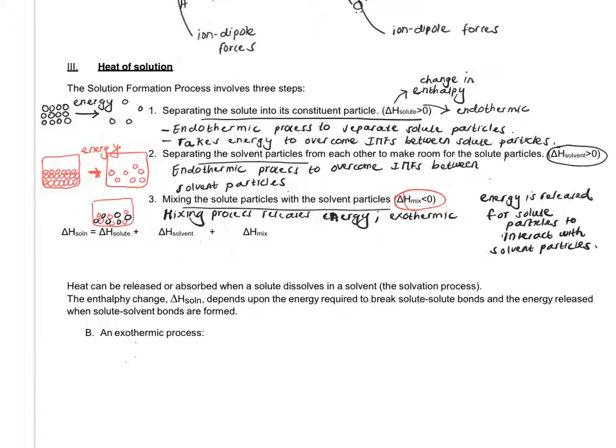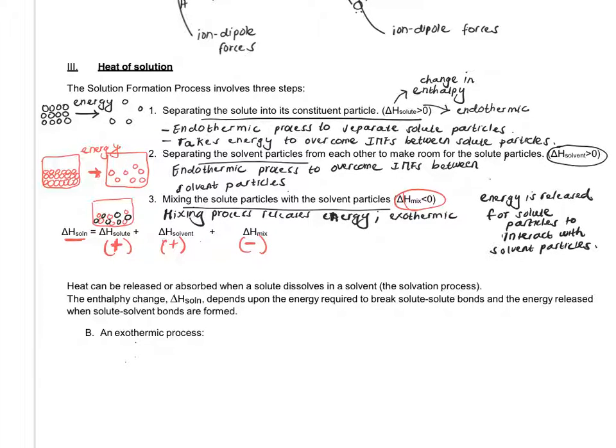So overall, if we look at the whole delta H of solution process, the delta H of the solute is a positive process. It's going to gain energy. And the delta H of your solvent is also going to be an endothermic process. And your delta H of mixing is the only exothermic process. So delta H of solute and delta H of solvent are going to require energy, and delta H of your mixing process is negative.